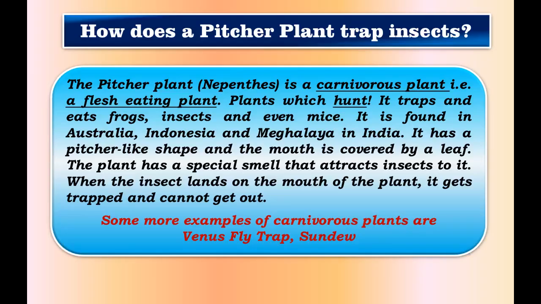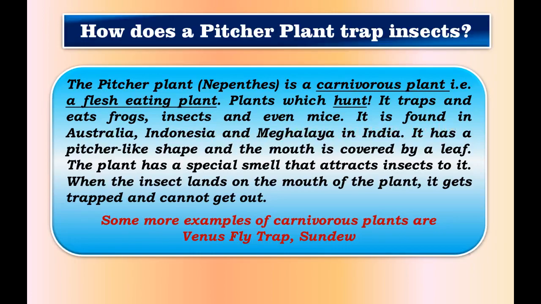Now, a special reference to pitcher plant. There are some plants which trap and eat frogs, insects and even mice. Are you surprised? The pitcher plant Nepenthes is a carnivorous plant, that is a flesh-eating plant. Plants which hunt. It traps and eats frogs, insects and even mice. It is found in Australia, Indonesia and Meghalaya in India.